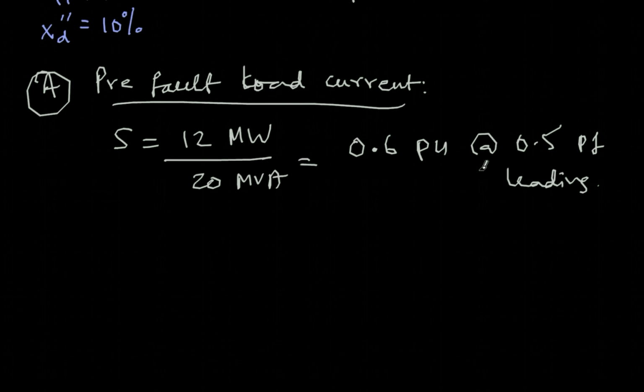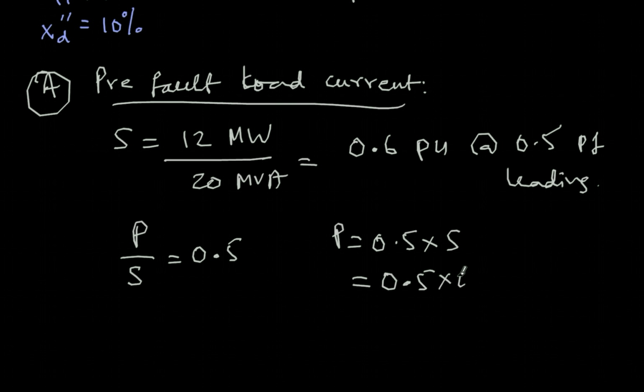If that is the case, then what will be the actual P? P by S is 0.5, because the power factor is nothing but the ratio between the active power and the total complex power. So how do I get P? P is 0.5 into S, so that is 0.5 into 0.6. That is 0.3 per unit.